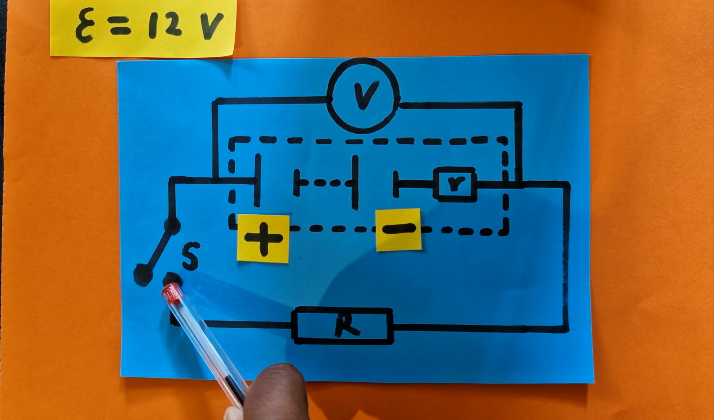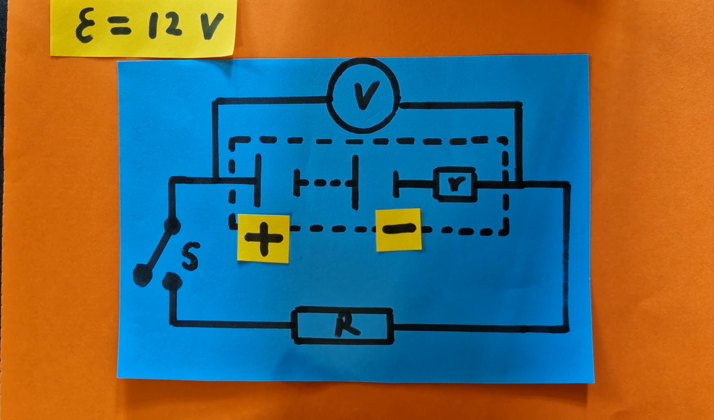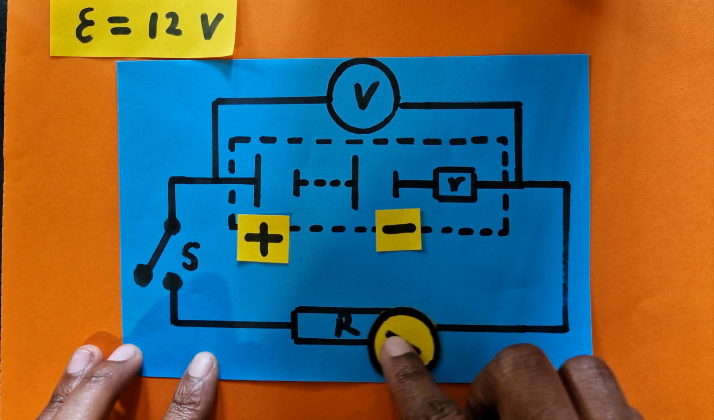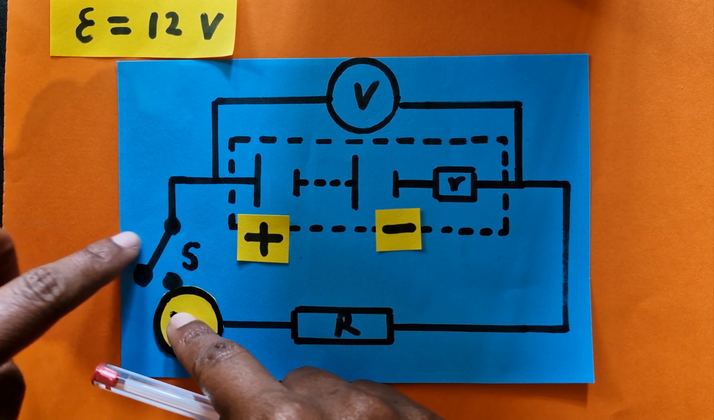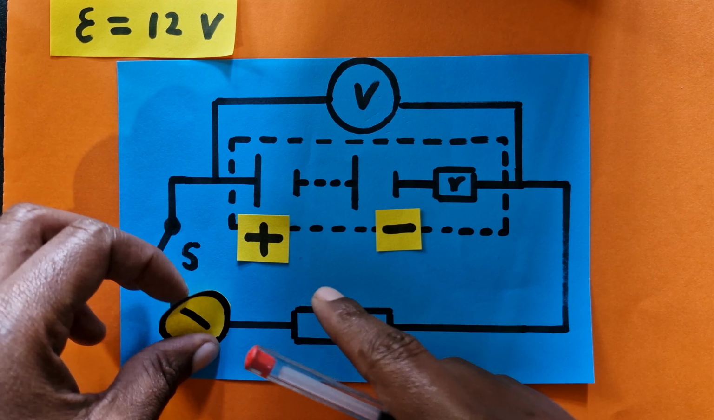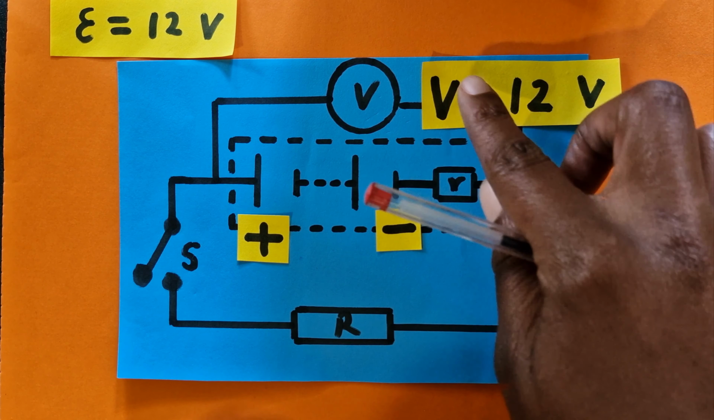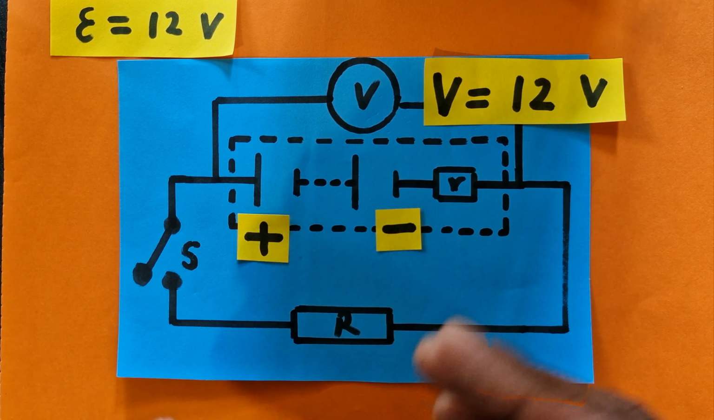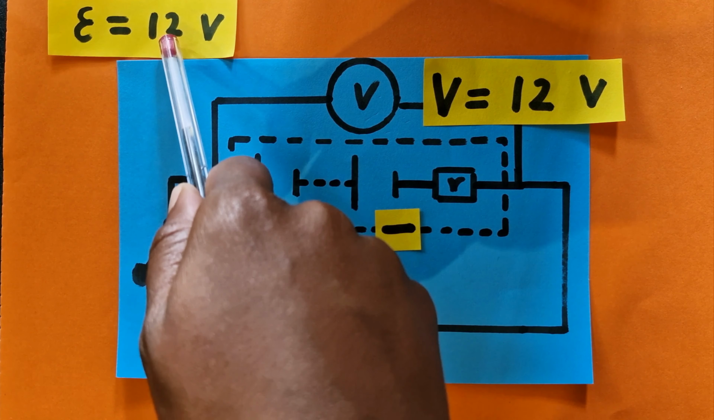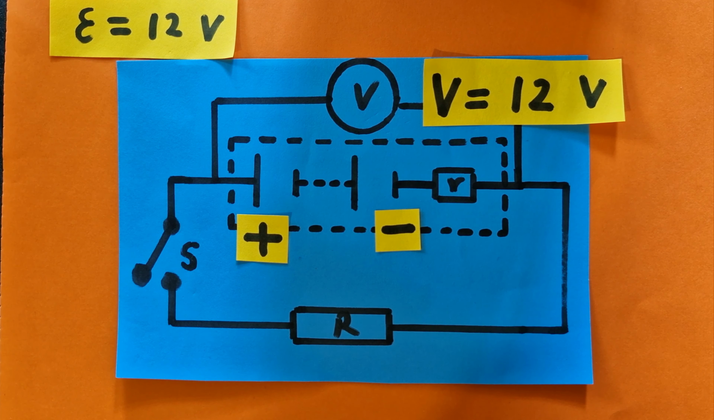So now we take our voltmeter, we check the reading on the voltmeter when that switch S is open. When the switch S is open, it means that there is no flow of current through this whole thing because this is an incomplete circuit. And we check the reading on the voltmeter and we see that the reading is 12 volts, which makes sense because we are told that the EMF of the battery is 12 volts.